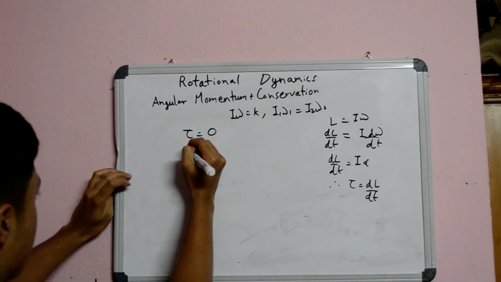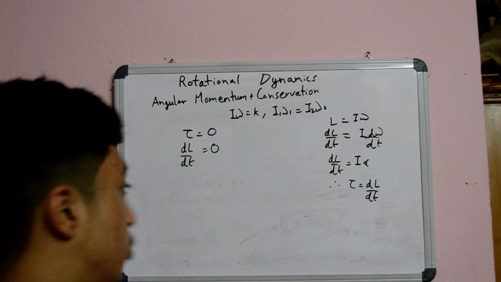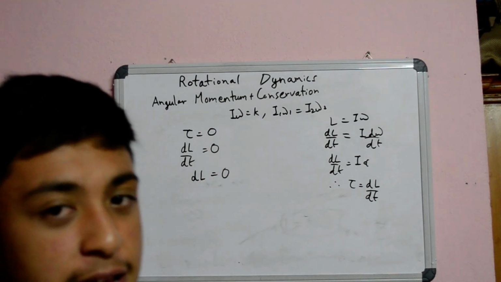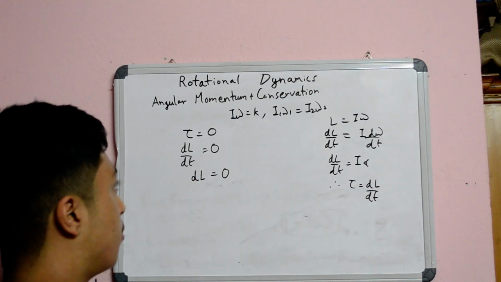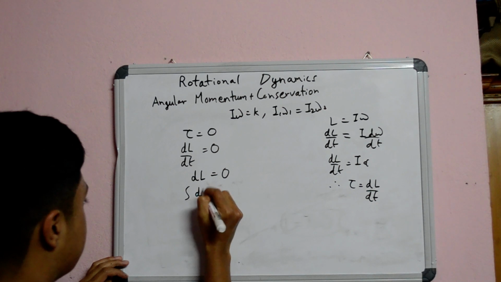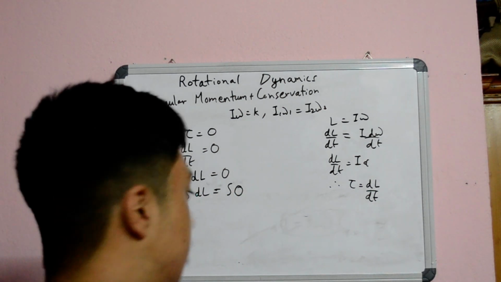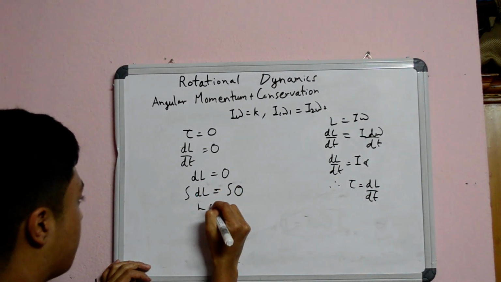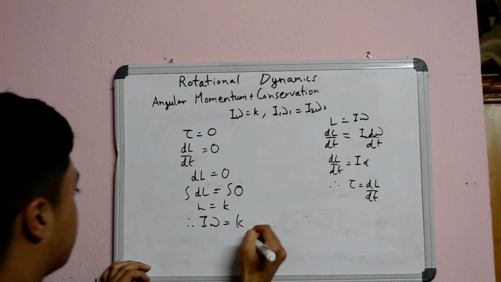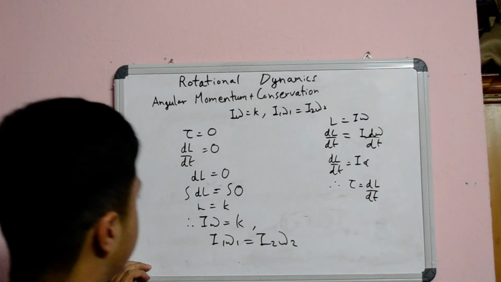So here we can write dL by dt is equal to 0, and now we take the dt over here, so we get the change in angular momentum is 0. By definition we can write that I omega is constant, but let's do it mathematically. So we integrate both sides, and the integration of 0 is a constant. So here angular momentum equals a constant, therefore I omega equals constant, which gives us I1 omega 1 equals I2 omega 2.